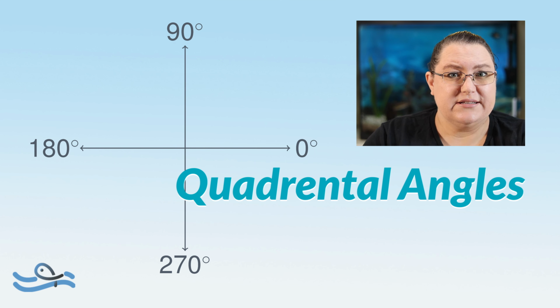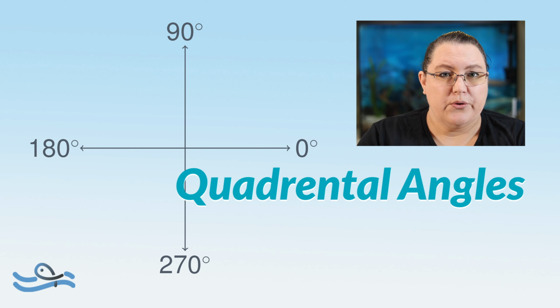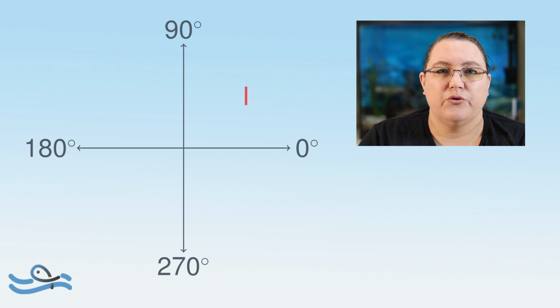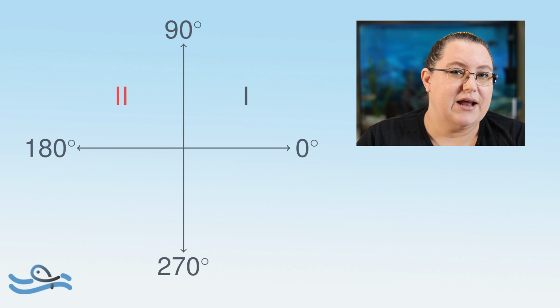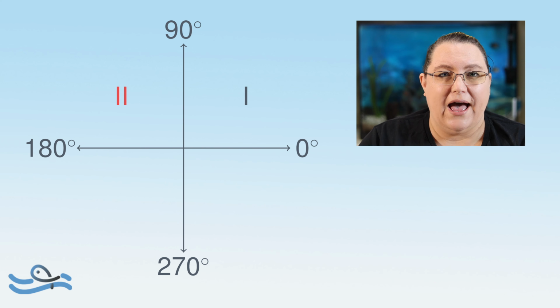The angles we just discussed are known as the quadrantal angles. They break up the coordinate plane into 4 quadrants. Between 0 and 90 degrees is quadrant 1. That's the upper right side. Between 90 degrees and 180 degrees is quadrant 2. That's the upper left side.